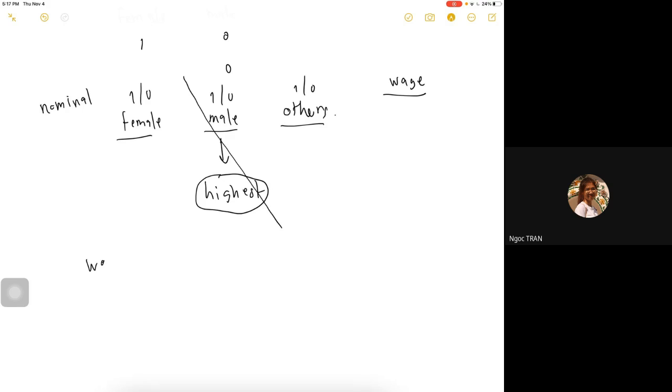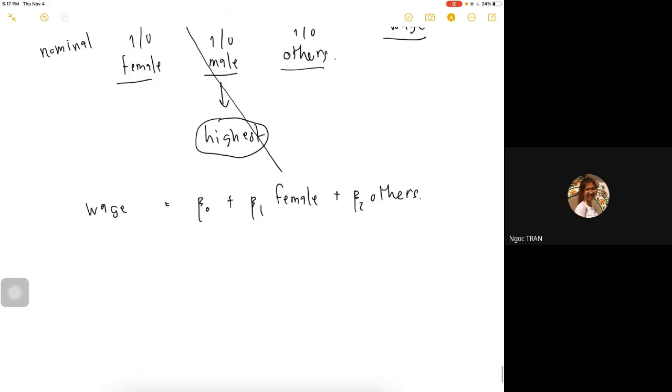Your equation will be with beta 0, beta 1 on female, and then plus beta 2 on others here. So if your beta 1 is negative, you can say that female has lower weight compared to male. And for beta 2, if you get a negative, you can say that any other genders will get lower weight than male.